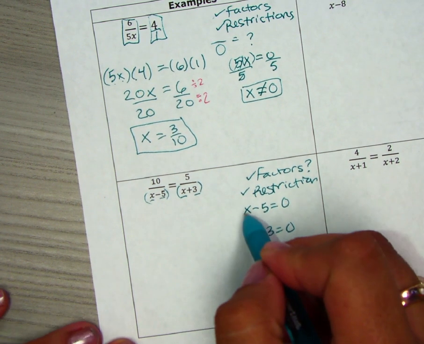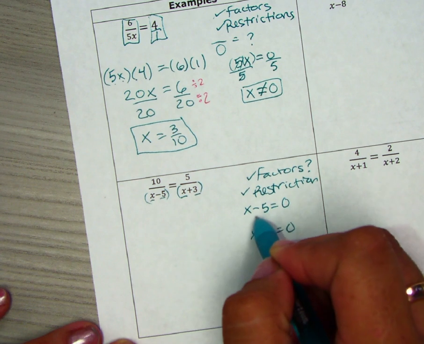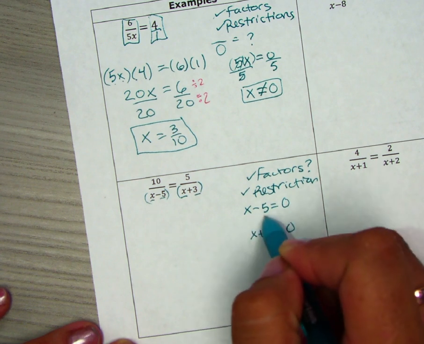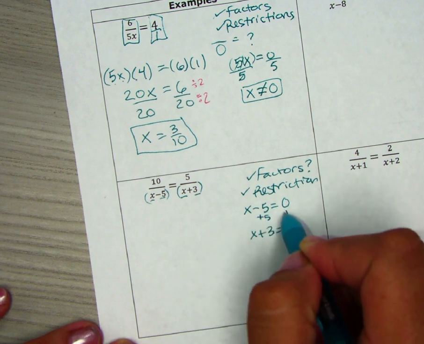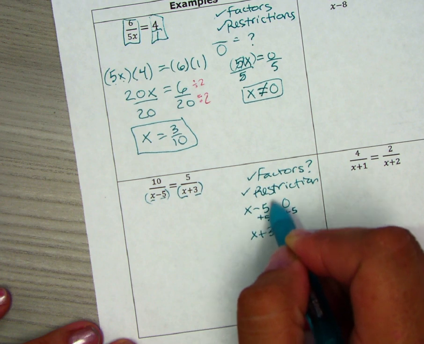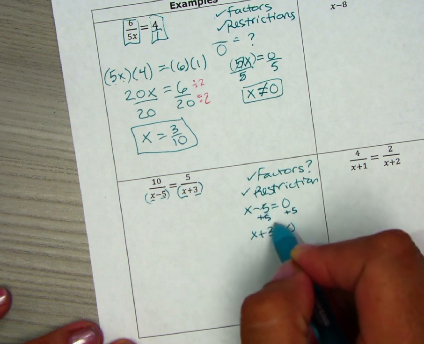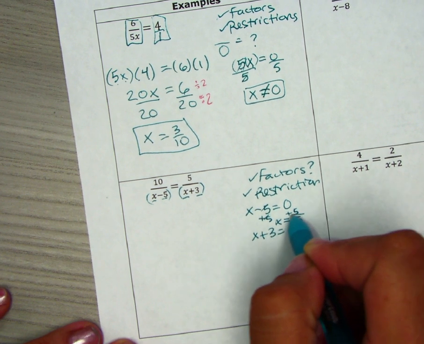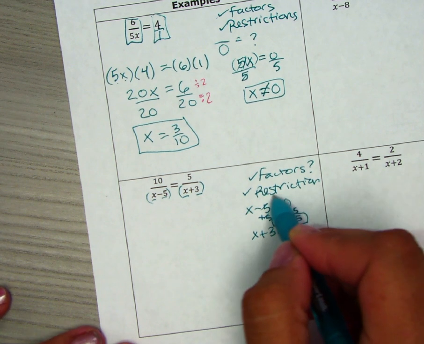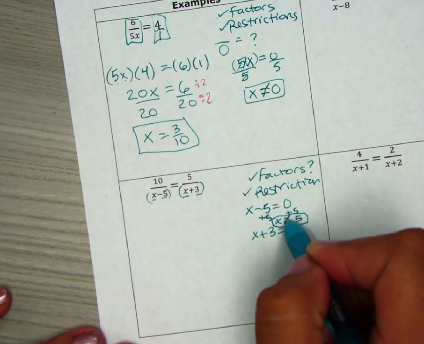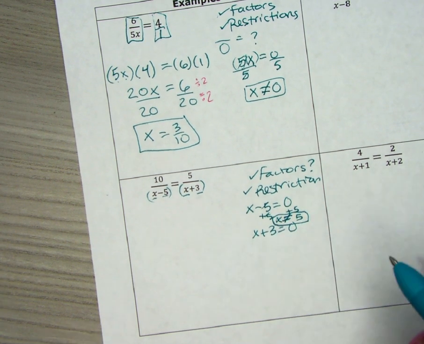Next, we find out what x value will make this a 0. And some of you can just look at it and already know. I'll just go ahead and do the math behind it. So we do inverse operations. We cancel the 5s, and x equals positive 5. But remember, these are restrictions, so x cannot equal positive 5.